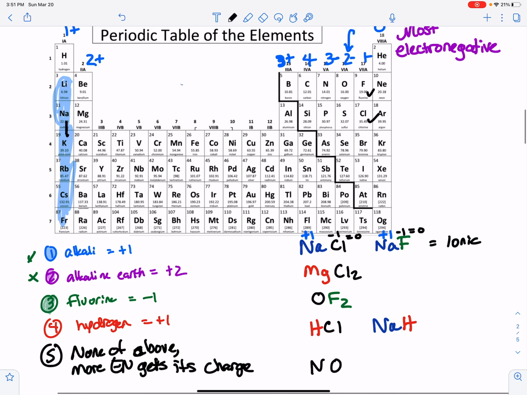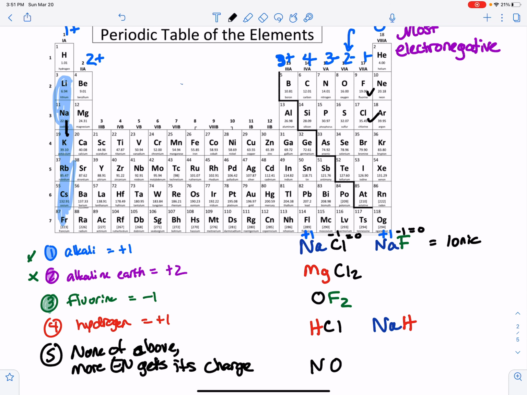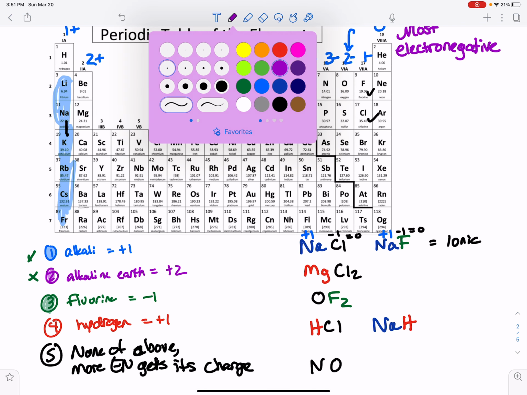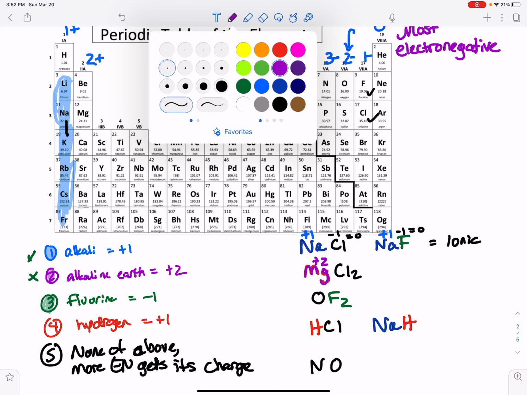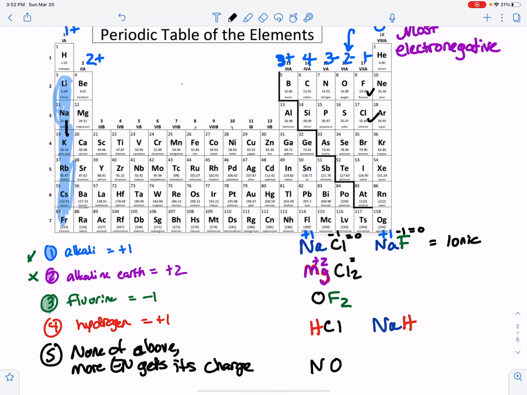Let's look at the MgCl2, and notice there's no alkali in there, but there is an alkaline earth in there. And so what we'll do with the alkaline earth is that we'll make this +2 because that's the charge it wants to be. That's what it normally would want to be. It's got the strongest ability to do that. Then we'll make chlorine adapt. And so the whole thing again is neutral.